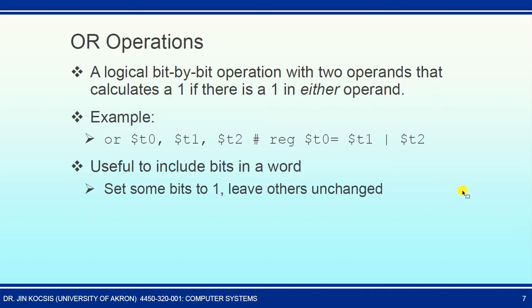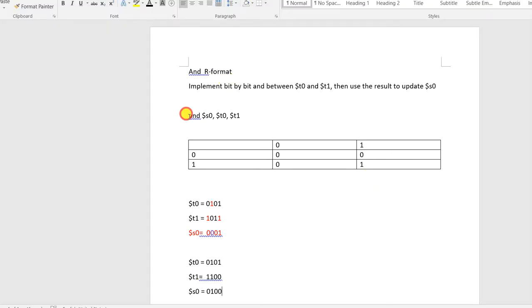After that, we look at the OR, similar to AND. The only difference is I change the operation code from AND to OR. It still follows the regulation of the R format: the operation, followed by the destination operand, then the first source operand and second source operand. The only difference is the logic truth table is different.